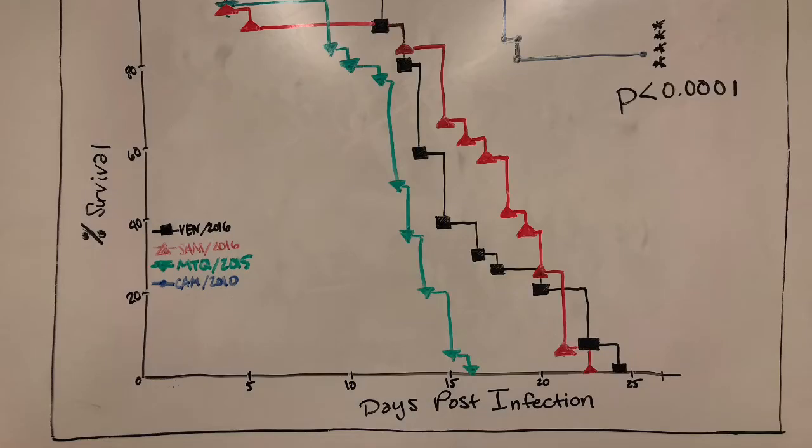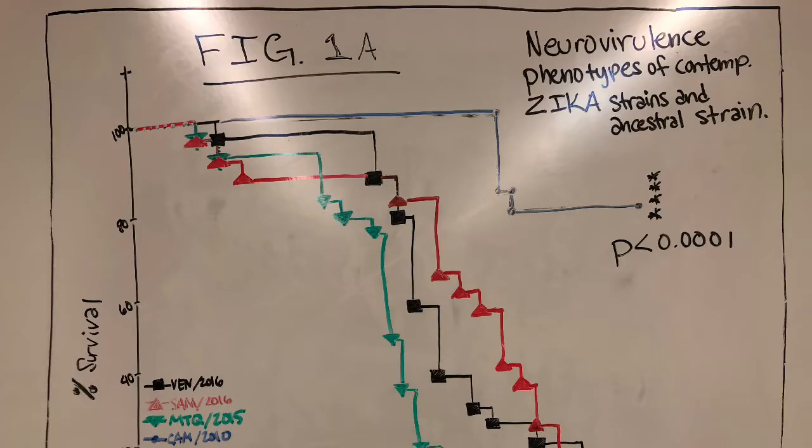In the above figure, the CAM 2010 Zika strain proved itself the most deadly among the mice sample, and the MTQ 2015 strain seemed to be the least effective. The SAM 2016 and the VEN 2016 strains were about equivalent in effectiveness among mice.